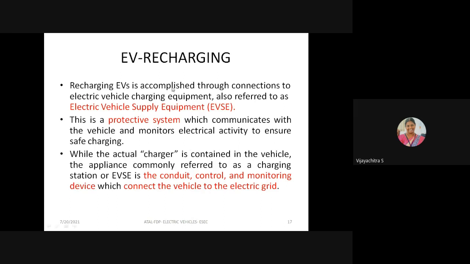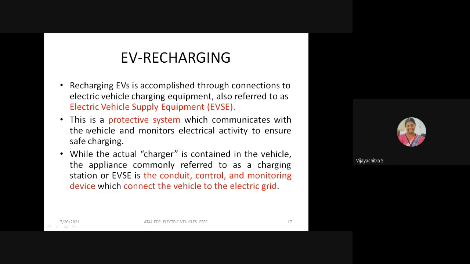Recharging EVs is accomplished through connections to electric vehicle charging equipment, which is referred to as EVSE, that is, electric vehicle supply equipment. Suppose we want to recharge the electric vehicle via this EVSE, then we can provide the recharging. Every vehicle needs that EVSE for operating. Okay, and this is actually a protective system which can communicate with the vehicle, as well as monitor the electrical activity in order to ensure safe charging.